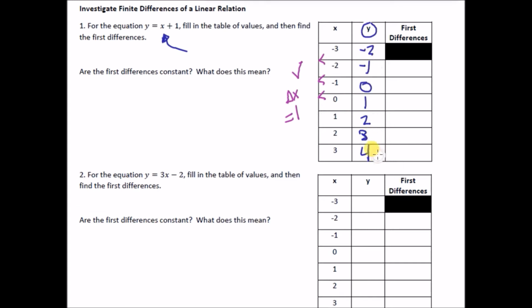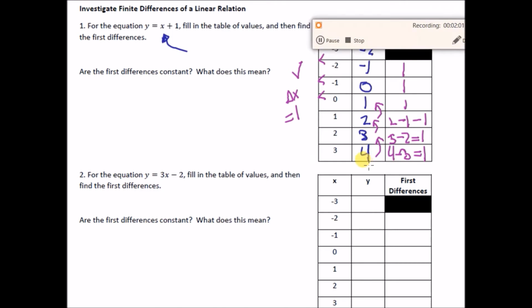So we're going to subtract up. We're going to go 4 minus 3 equals 1. 3 minus 2 equals 1. 2 minus 1 equals 1. And all the way up, we're going to get 1s. So here we go. Are the first differences constant, and what does this mean? The first differences are constant.